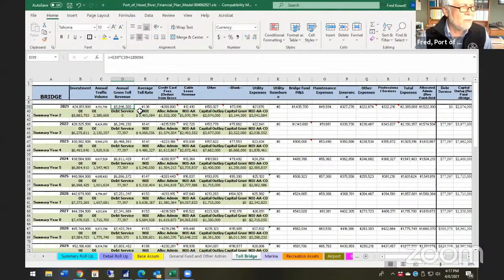In this forecast, I'm just showing here's your revenue and here's your expenses. We have some cable lease revenue. We have other revenue that's basically from the fact that we are the back office for the Port of Cascade Locks.